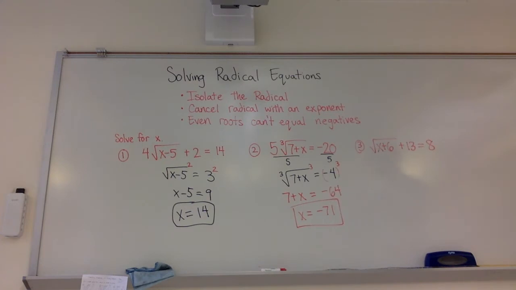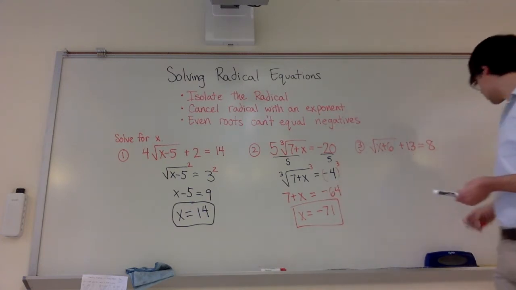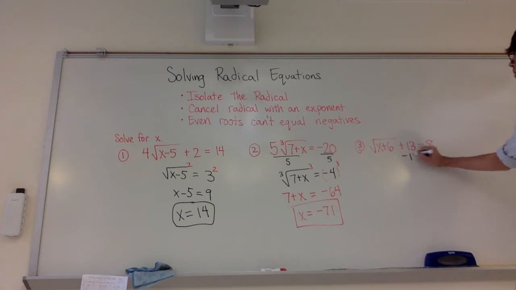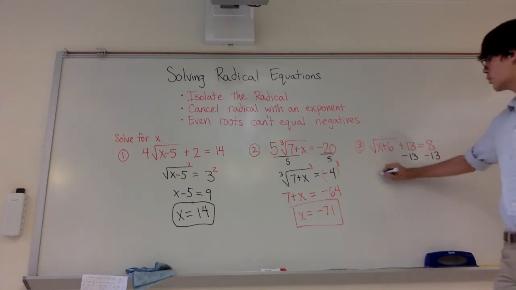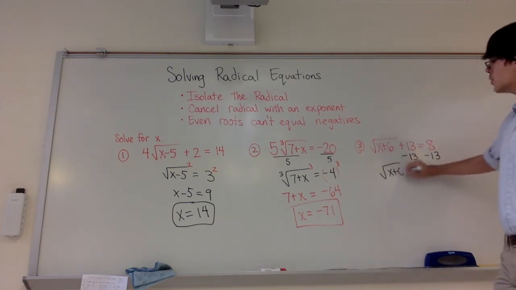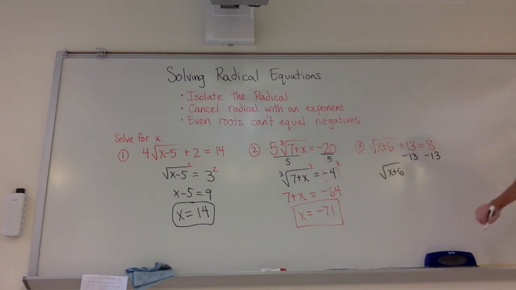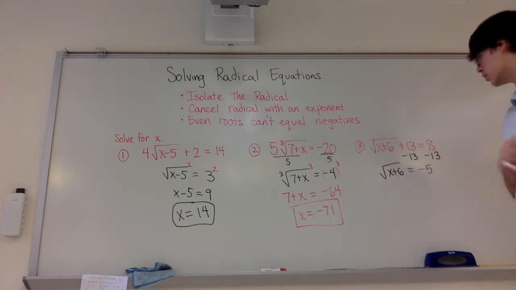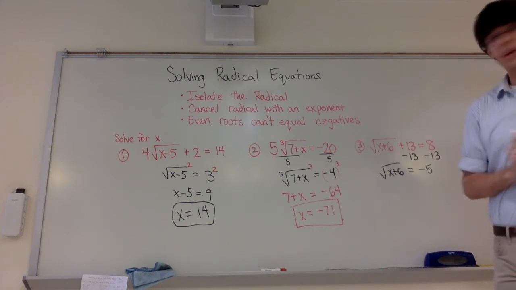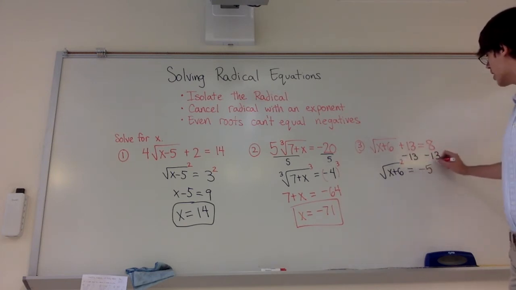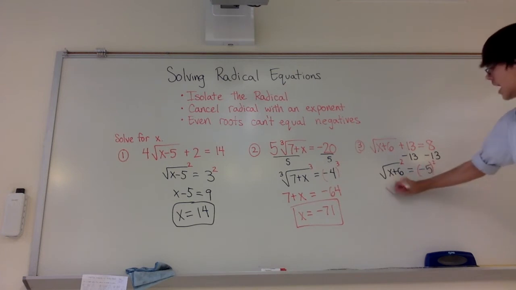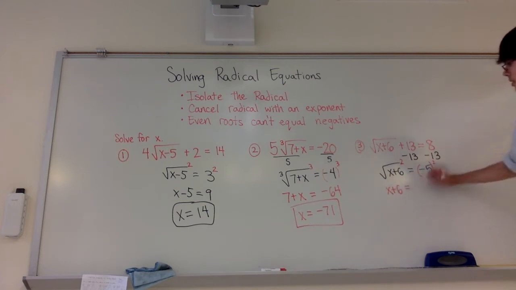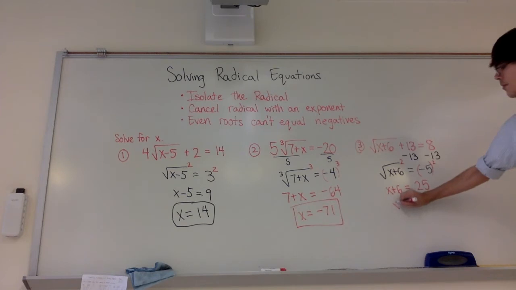Okay, one more problem for this video, and it's over here. We have another square root problem. We are going to start out on this one by subtracting our 13. We want to get the square root by itself. Once we do that, we get the square root of x plus 6 is equal to negative 5. Now, for those of you who read the rules at the beginning, you may already know what we're going to do with this. But I'm going to go ahead and try solving this anyway. If I square both sides right now, I get x plus 6 equals positive 25, and I get x equals 19.